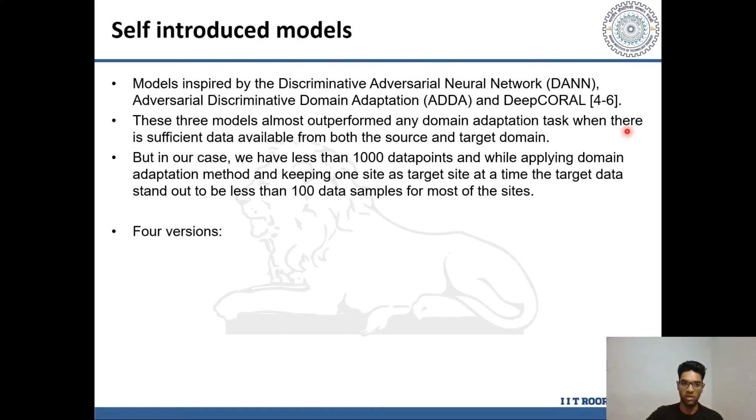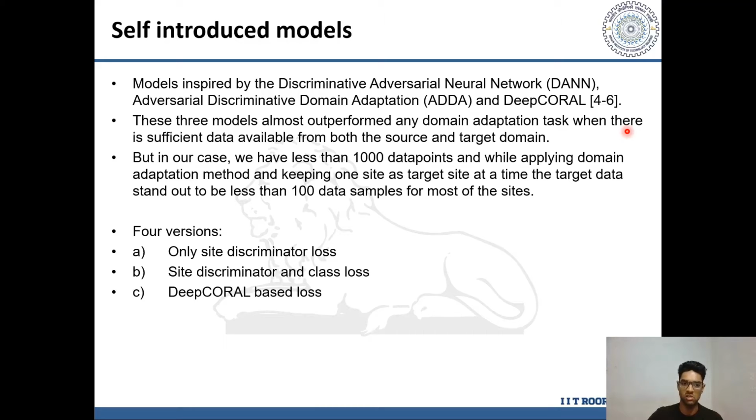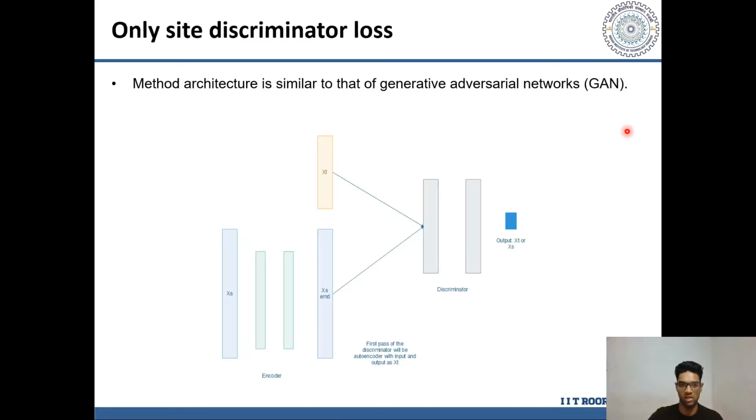For that, we introduced four versions: only site discriminator loss, site discrimination and class loss, deep CORAL based loss, and also deep CORAL loss with site discrimination loss, which we will introduce in detail.